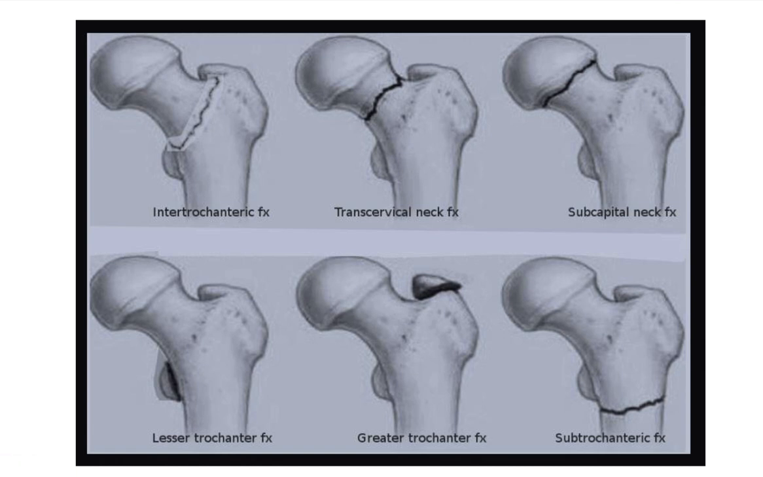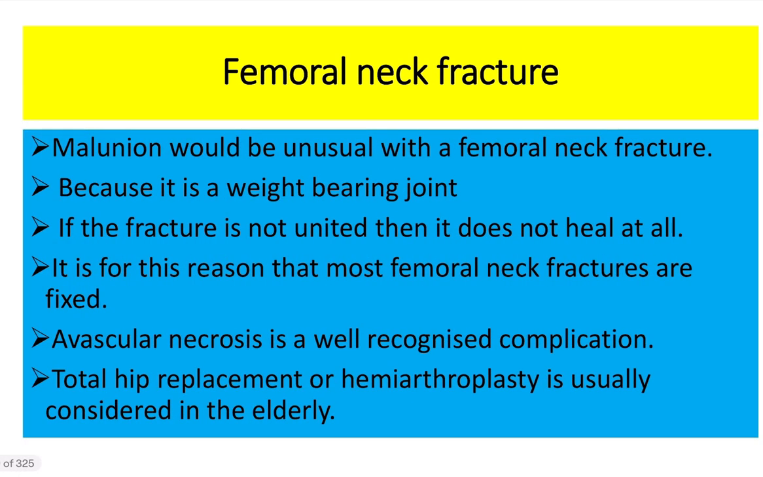Now see, this is the intertrochanteric fracture, transverse neck fracture, subcapital neck fracture, lesser trochanter fracture, greater trochanter fracture, and the subtrochanteric fracture. So these are the fractures of the upper part of the femur, and actually the most commonly seen are the intracapsular fractures. So let's see the femoral neck fracture, malunion.